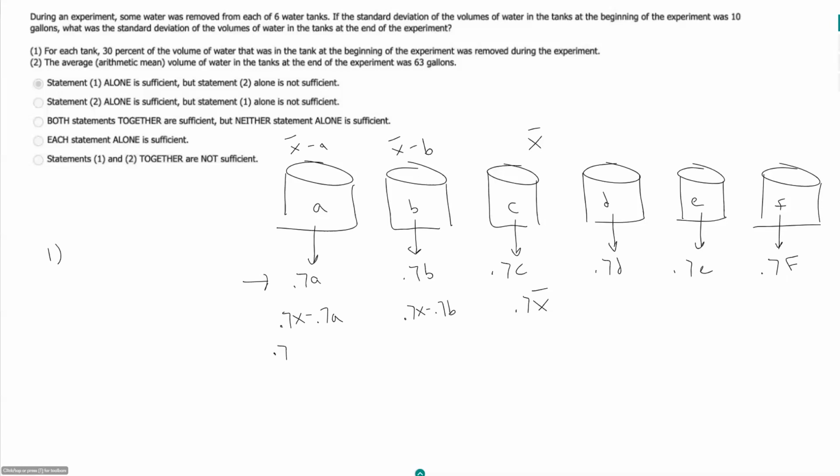And once we factor out this 0.7, we can see, and this will be true for all of our tanks, that the distance that the gallons for individual tanks are from the mean amount of gallons is going to be 70% of what it was before. And so if on average our distance is 70% of what it was before, then our standard deviation should be 70% of 10, which is just 7. So I can figure that without necessarily knowing any of the values for the gallons of water in any of my tanks. I know my new standard deviation will have to be 7. So this is sufficient.